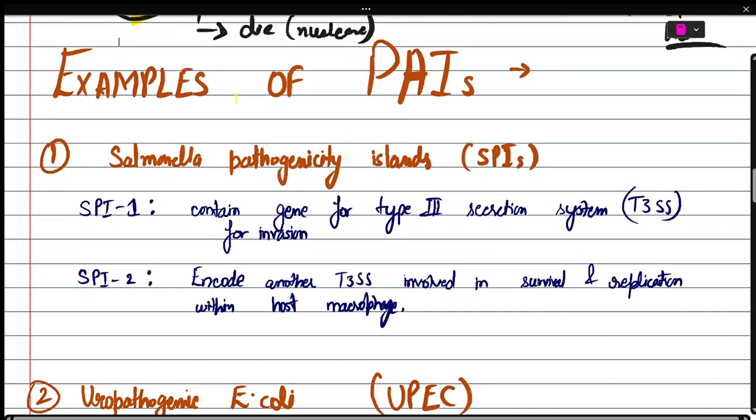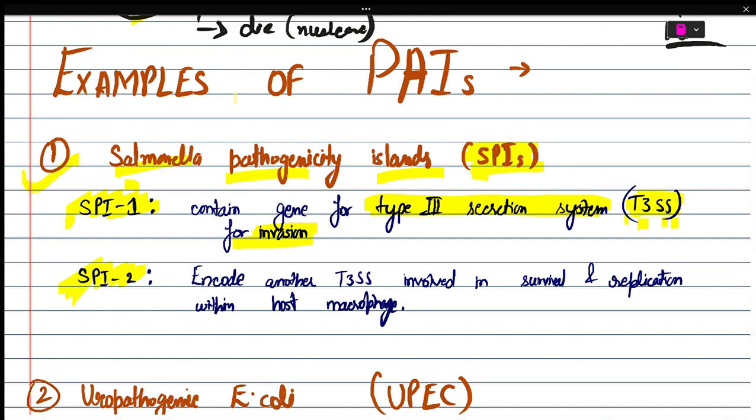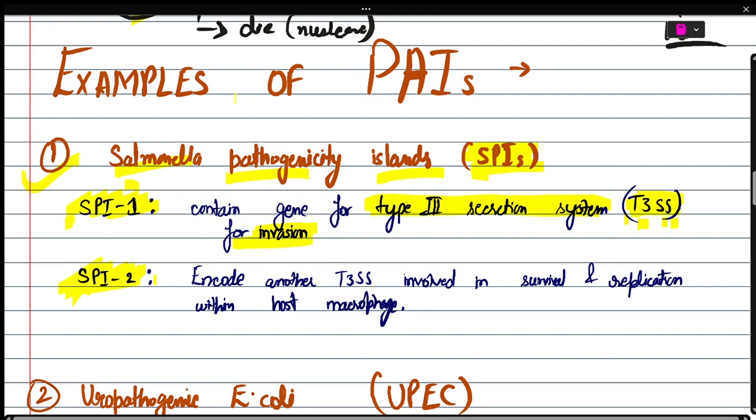Now, if you talk about the examples of PAIs, then the first example will be Salmonella. In Salmonella, we call them Salmonella pathogenicity islands, or in short, SPIs. So you will get to see two SPIs. First will be SPI1 and second will be SPI2. SPI1 contains the genes for the type 3 secretion system, which we call T3SS. This T3SS will be responsible for invasion of the bacterium into the host.